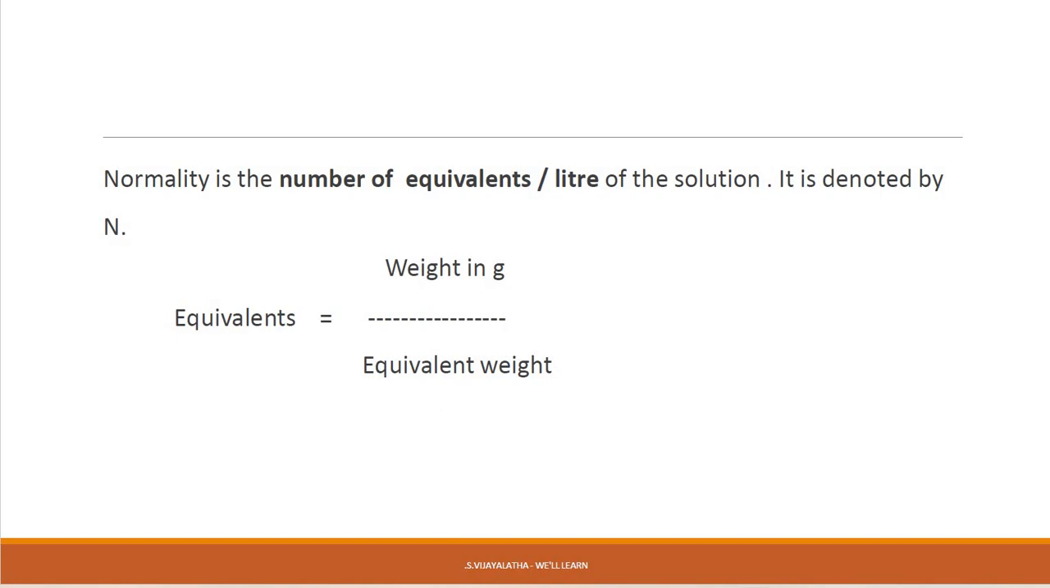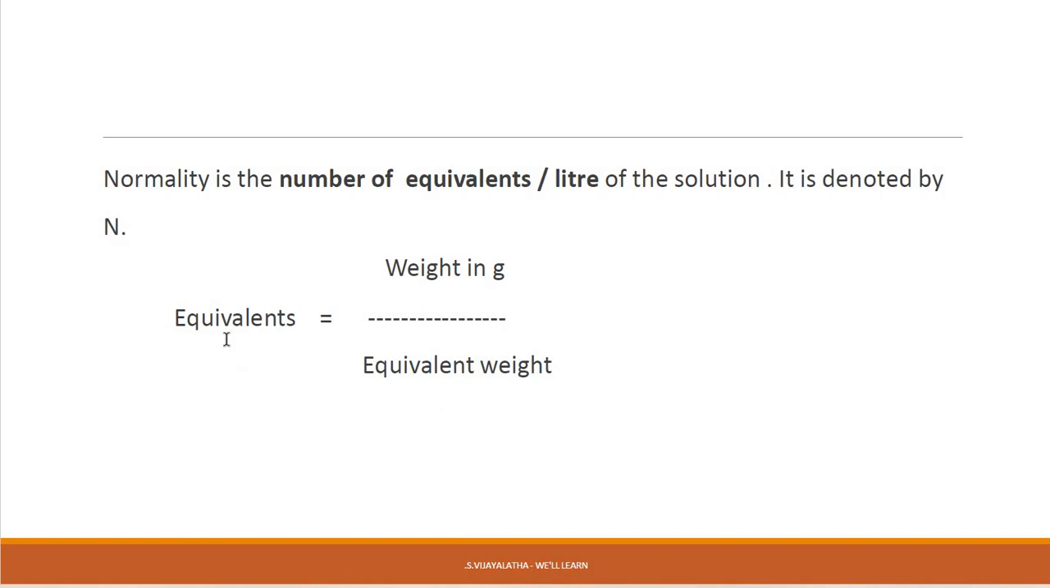So what is an equivalent? Equivalent is equal to weight expressed in grams divided by the equivalent weight. Equivalent will be 1 when the weight in grams corresponds to the equivalent weight, that is, when the numerator and denominator are the same. So when we express the equivalent weight in grams, it corresponds to 1 equivalent.